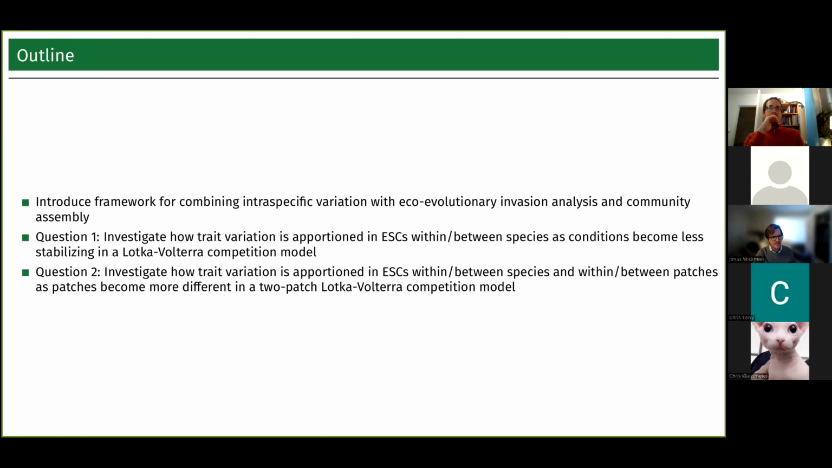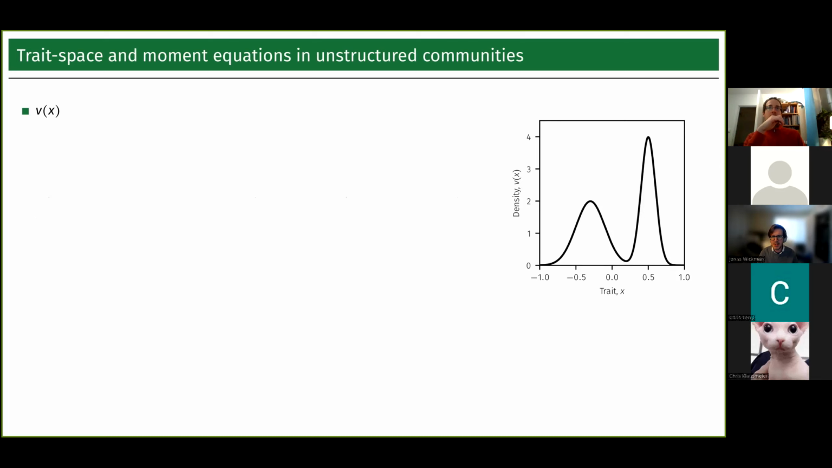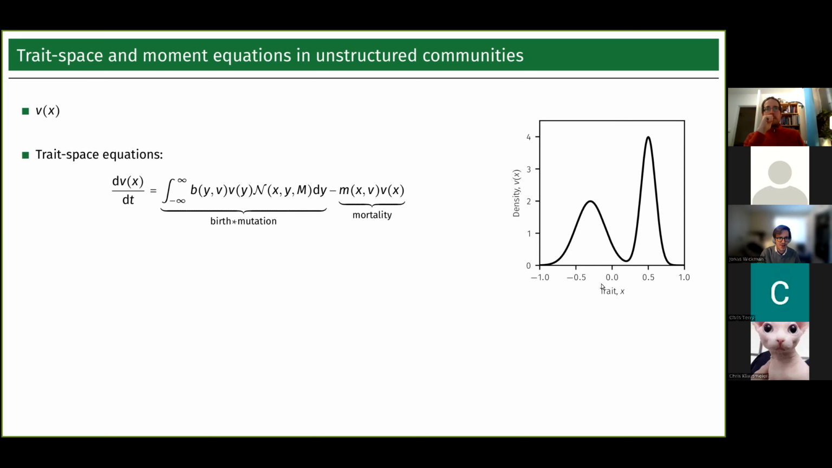All right. So the basic object of study we start with is this trait density distribution. We have some trait, and then a trait density distribution that describes how many individuals there are for each trait. Then we can formulate what we're calling trait space equations that tell us how this trait density distribution will change over time. Basically, these equations have three ingredients. They have a birth rate B and a mortality rate M, and both of these rates can depend on the focal trait of the individual X, but could also depend on the entire trait density distribution in the community. And the final ingredient is mutation.